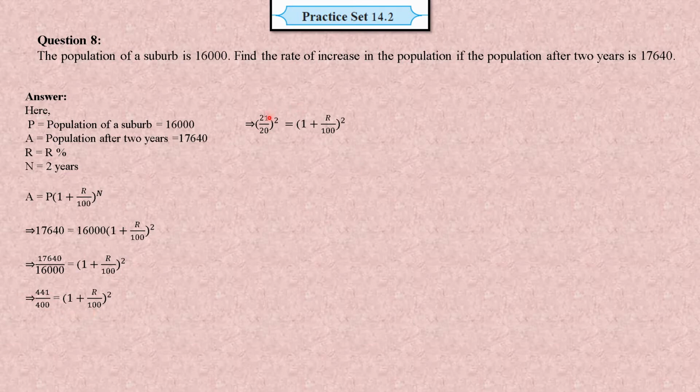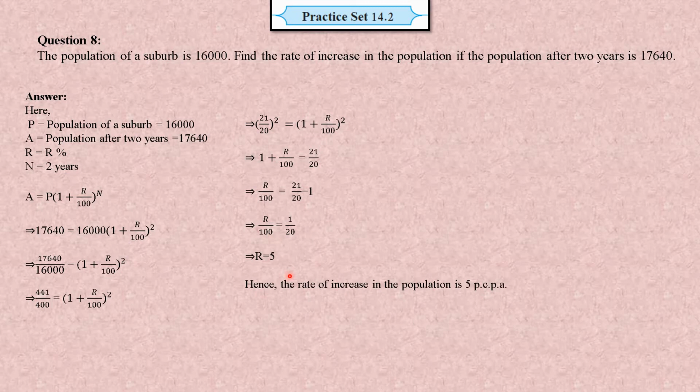441 upon 400 can be written as (21 upon 20) the whole square. Taking square root on both the sides, we get 1 plus R upon 100 equal to 21 upon 20. Subtracting 1 on both sides, we get R upon 100 is equal to 21 upon 20 minus 1. And taking the LCM and subtracting, we get R upon 100 equal to 1 upon 20. By cross multiplying, we get R is equal to 5. Hence, the rate of increase in the population is 5%.